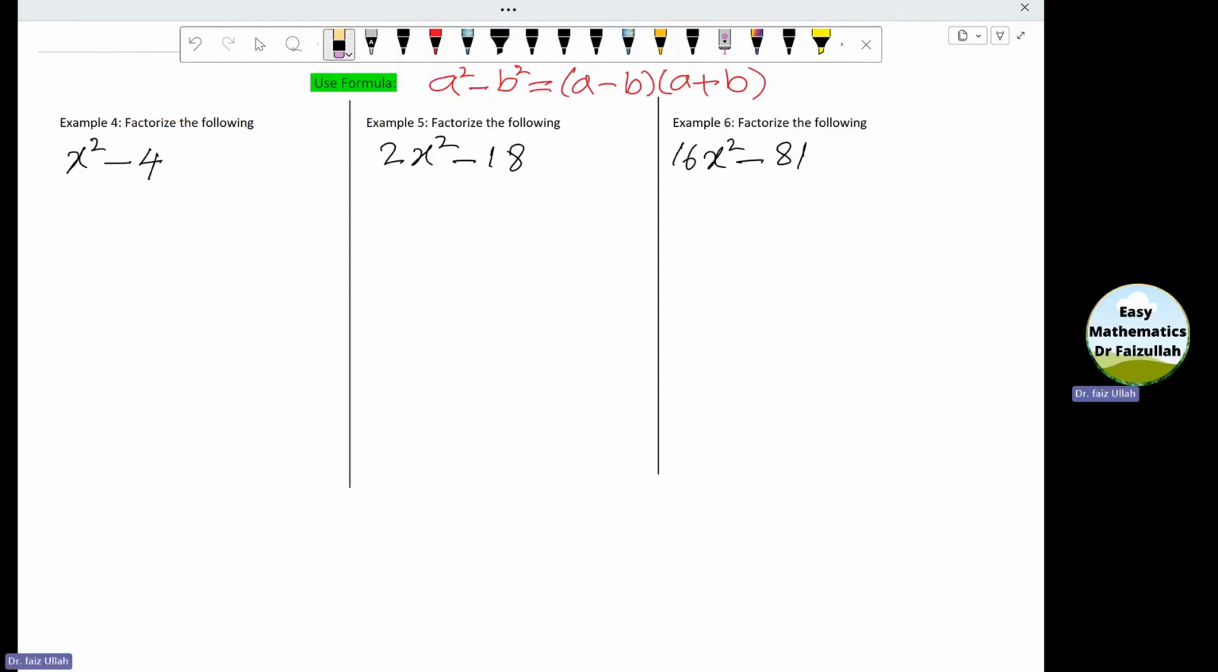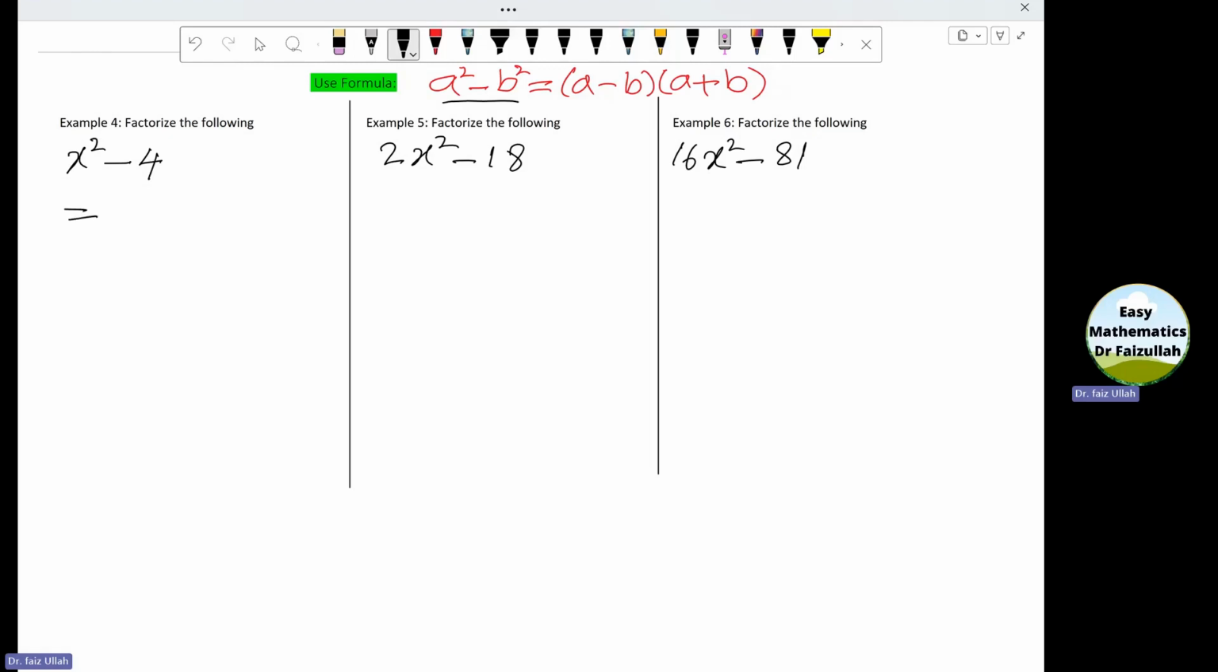Sometimes we are given a question of the form a square minus b square. In that case, we use this important formula to find the factorization of that expression. This formula says that if we have a square minus b square, then that will be equal to a minus b into a plus b. So look at example number 4.